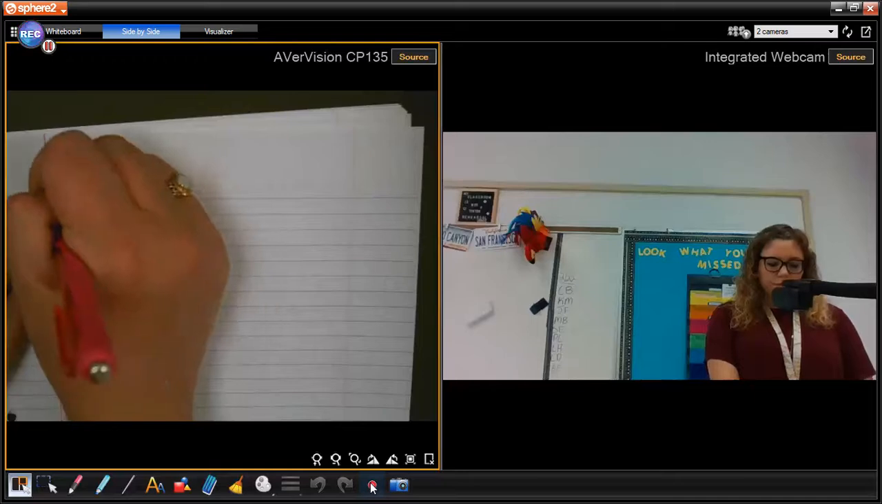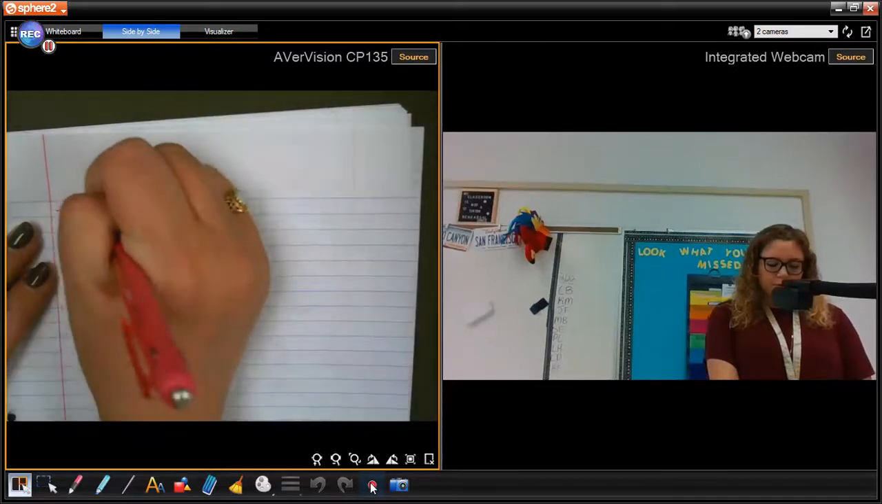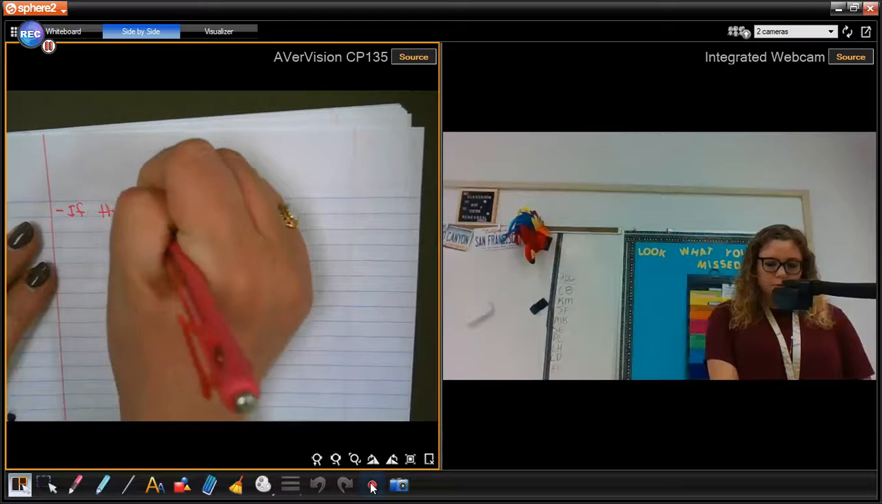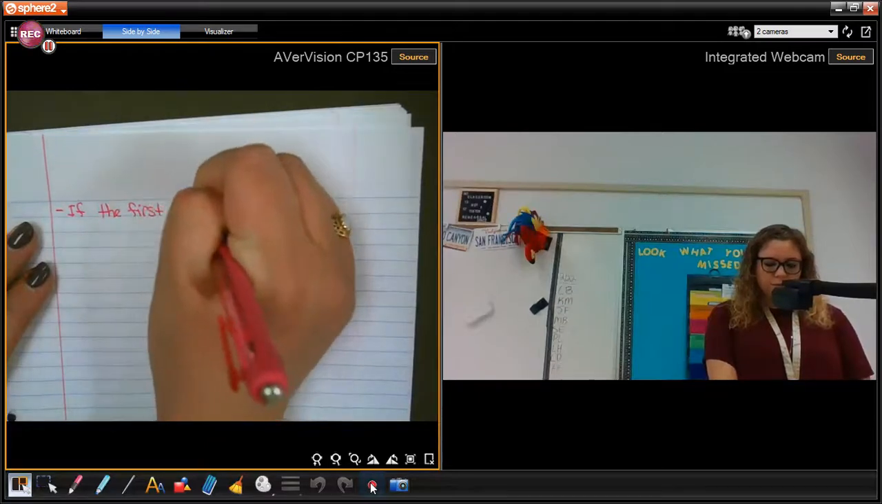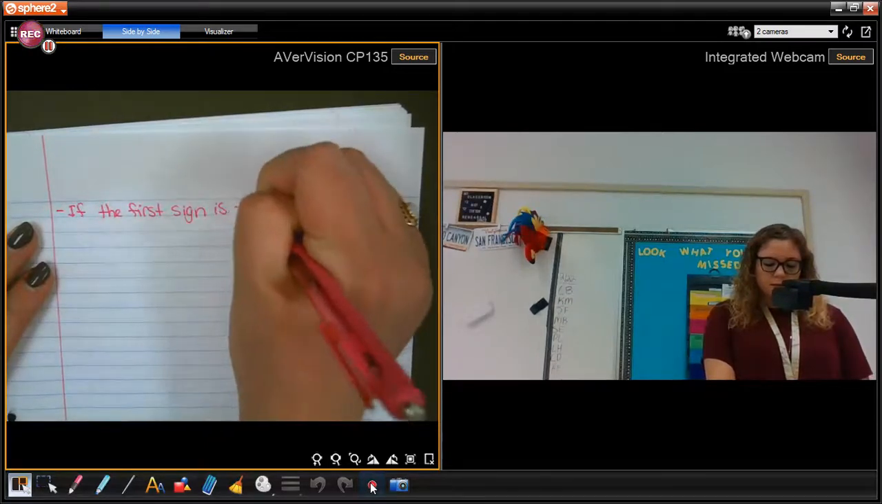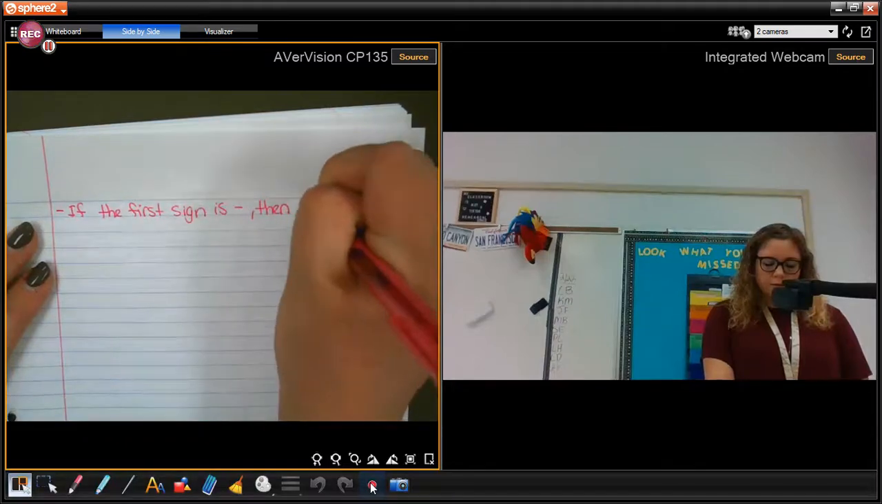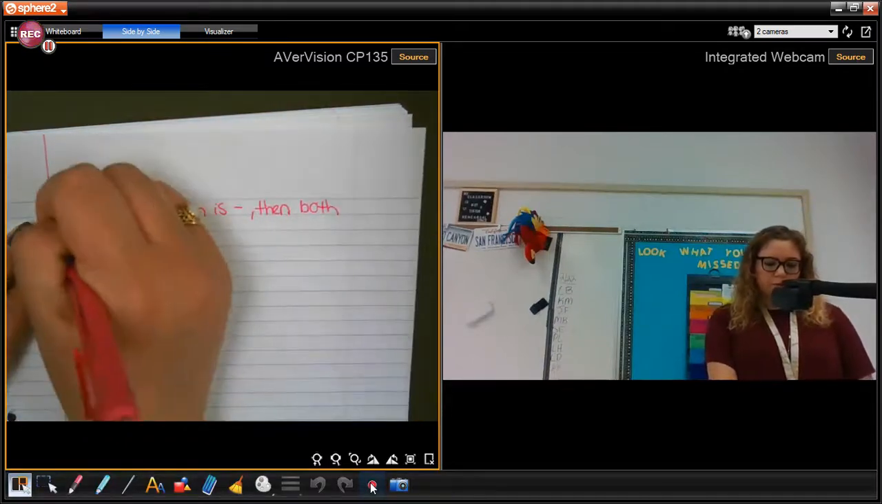If the first sign is negative, then both parentheses will be negative.